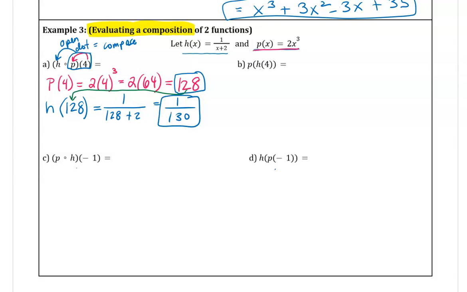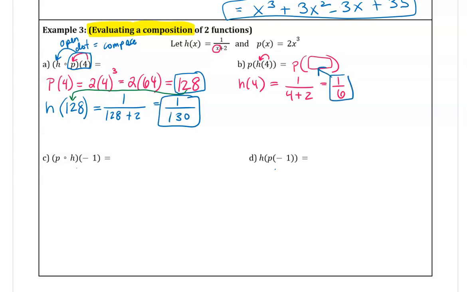So in B, it's the same idea. Here it shows us using the function notation. But this time, if I work my way from right to left, 4 actually gets plugged into h first. So this is going to become like p of whatever I get when I plug 4 into h. So h of 4 would be 1 divided by, I plug 4 in for x, 1 divided by 4 plus 2, which is 1 over 6. And then that value is the thing that then gets plugged into p.